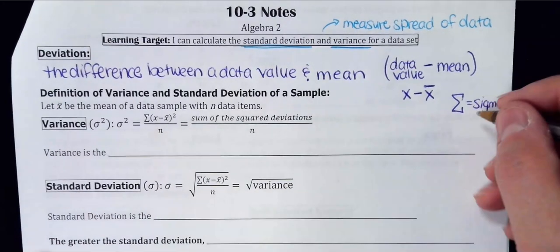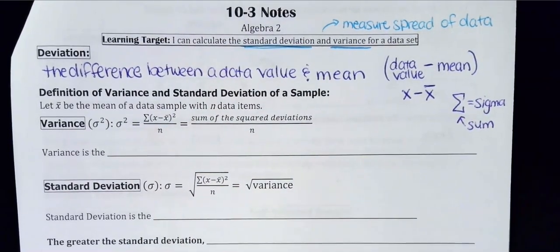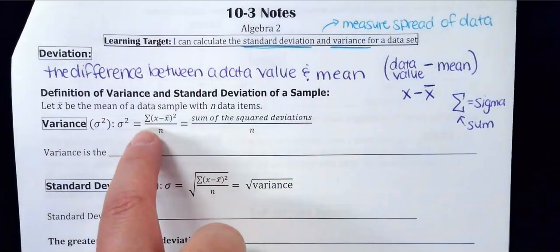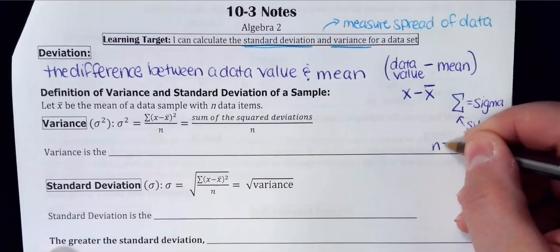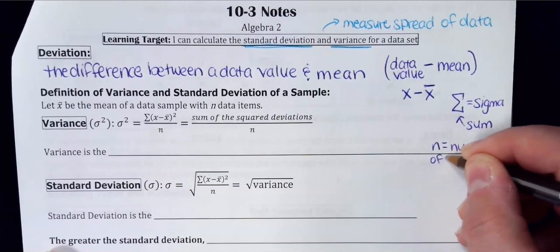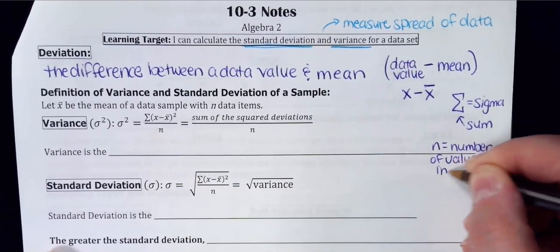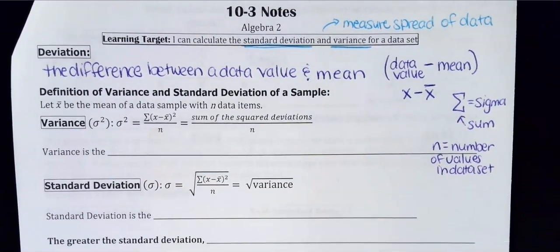Okay, no, this just means find the sum. So you're just going to add together all the deviations is what that means. So when you see this on the top of this lovely fraction here, it means find the sum of the deviations. And then we're going to divide that by n, and n is just the number of values in your data set. And in that, it's literally an average. So if I give you a list of 10 numbers, the n value would be 10.